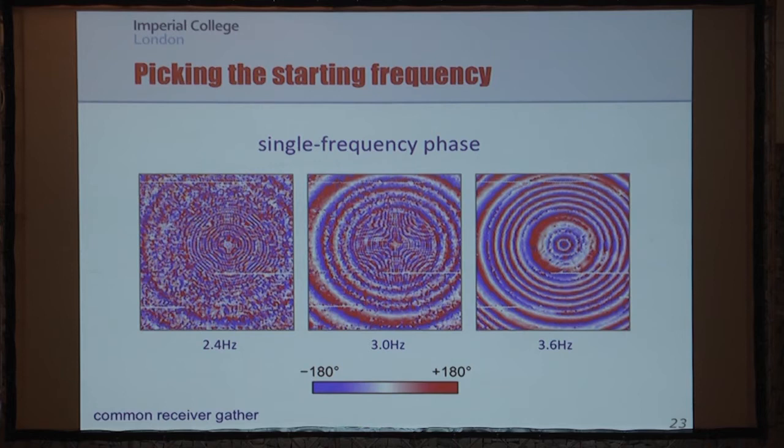fired into that receiver. And all we've done here is Fourier transform the data, take out a single frequency, and we're just plotting the phase. So this is what the phase of the data looks like at 2.5 hertz, at 3 hertz, and at about 3.5 hertz. And if the phase is continuous in space, it basically tells us that there is good signal to noise at that frequency. So you can see at 3.5 hertz, the signal to noise is extremely good. There's lots and lots of signal, very little noise. Everything's very continuous in space. So even though the signals are small, the noise is even smaller, and the data is nice and continuous.